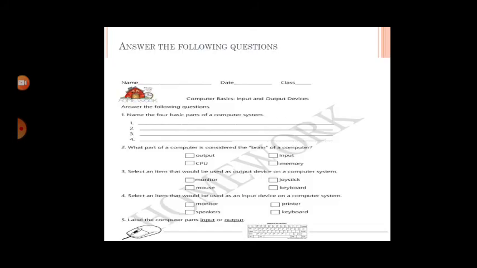So I have given you some questions here. You can just write your name, date and the class. Computer basics, that is input and output devices. You need to answer these questions. Name the 4 basic parts of the computer system. What part of a computer is considered the brain of the computer? Select an item that would be used as an output device on the computer system. You need to select one item or one device here.